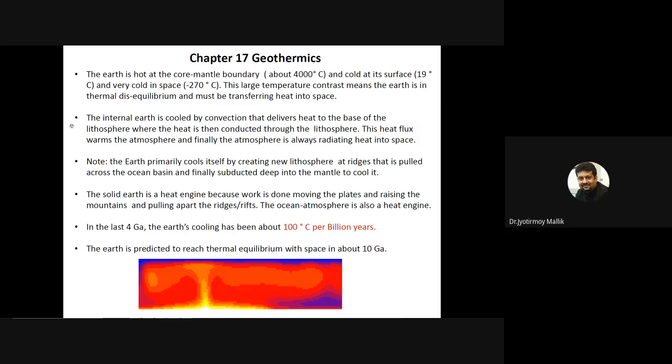into space. The internal Earth is cooled by convection that delivers heat at the base of the lithosphere, where the heat is then conducted through the lithosphere because the lithosphere is solid, and then the heat flux warms the temperature, and finally the atmosphere is always radiating heat into space. So in the mantle, the major phenomenon by which heat gets transferred is convection. In the crust, it is done by conduction, and then in the atmosphere, it is done by radiation.